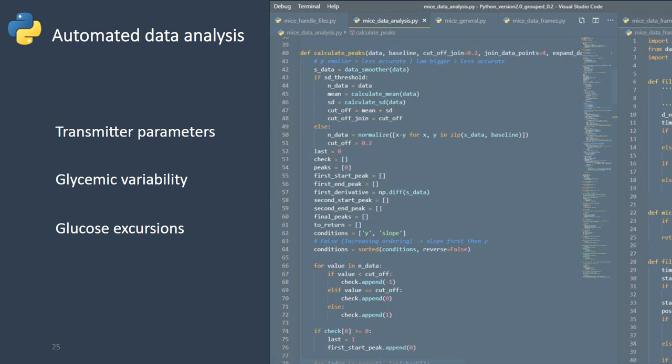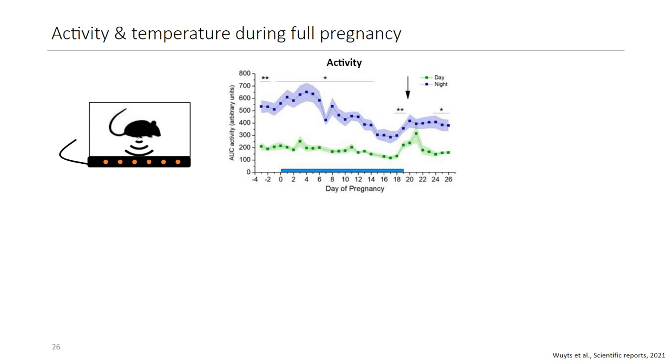So we wrote a Python script to automate the data analysis. And there we looked at 3 different categories. The first one is parameters that are generally measured using continuous glucose monitoring, or the transmitters that we have available. Besides that, we looked at glycemic variability. And lastly, we looked at the glucose excursions that occur spontaneously. So first, we talk about the general parameters.